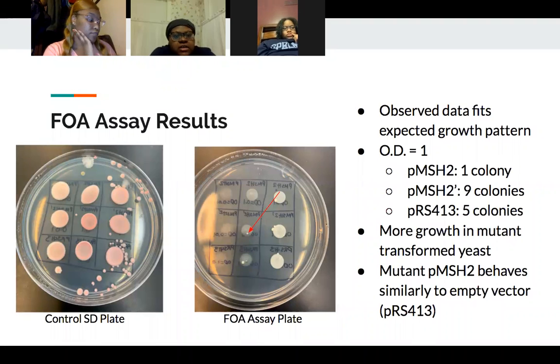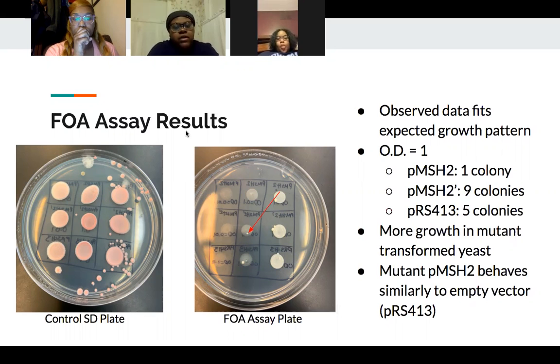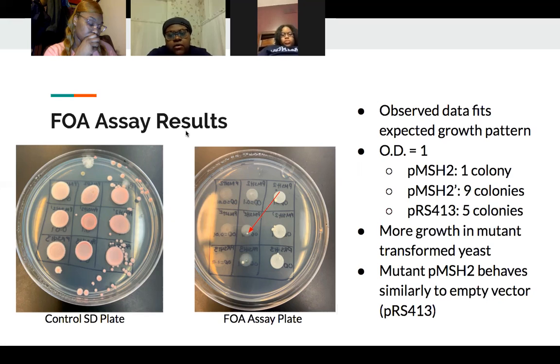So for the results for this FOA assay, as you can see in this figure here, I highlighted an example of growth. And so the top row is PMSH2, the middle row is the mutant, and the bottom row is the empty vector PRS413. And so we're going to focus on the column all the way to the right, which is at a concentration of OD equal to 1. And so as you can see, the PMSH2 has 1 colony of growth, the mutant MSH2 has 9 colonies of growth, and the RS413 has 5 colonies of growth.